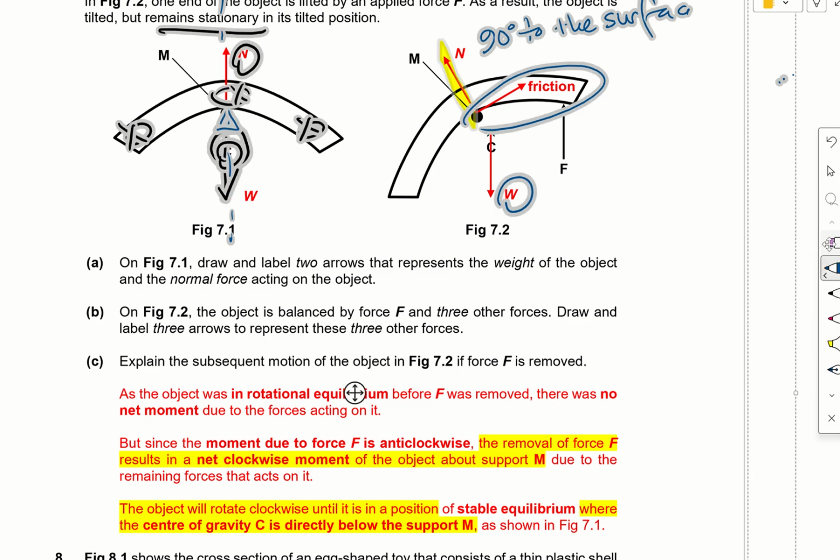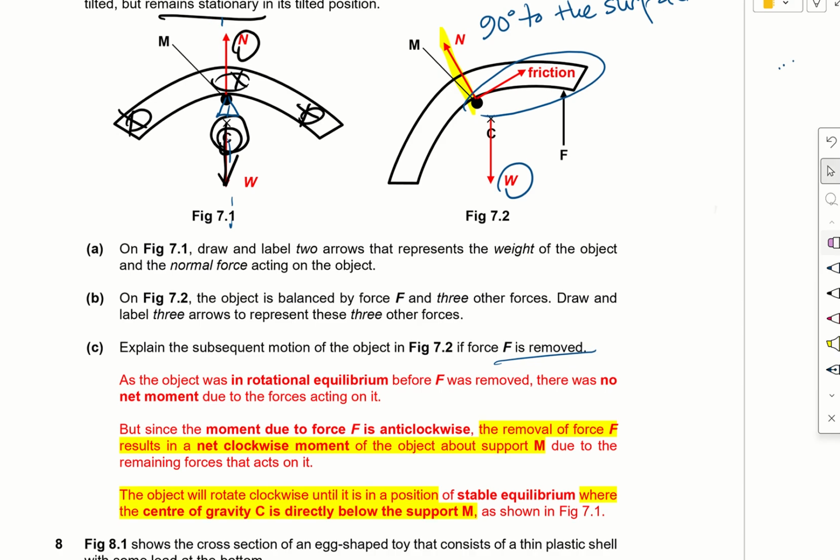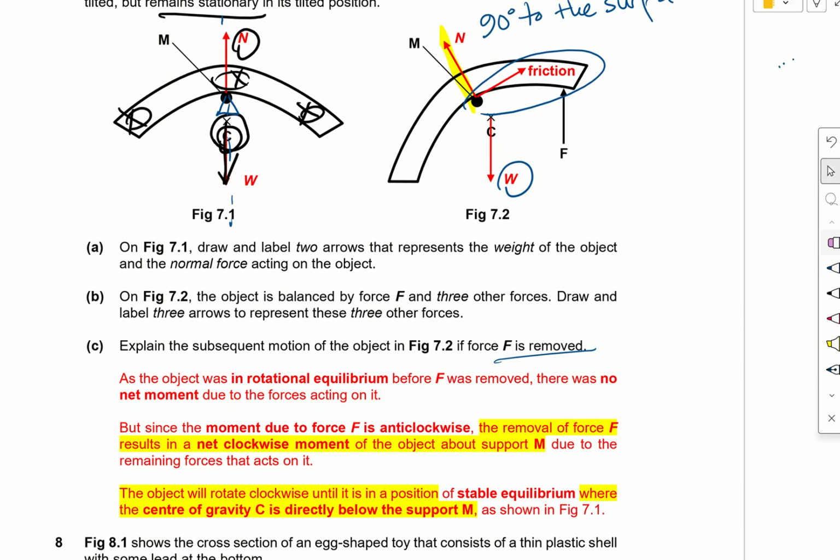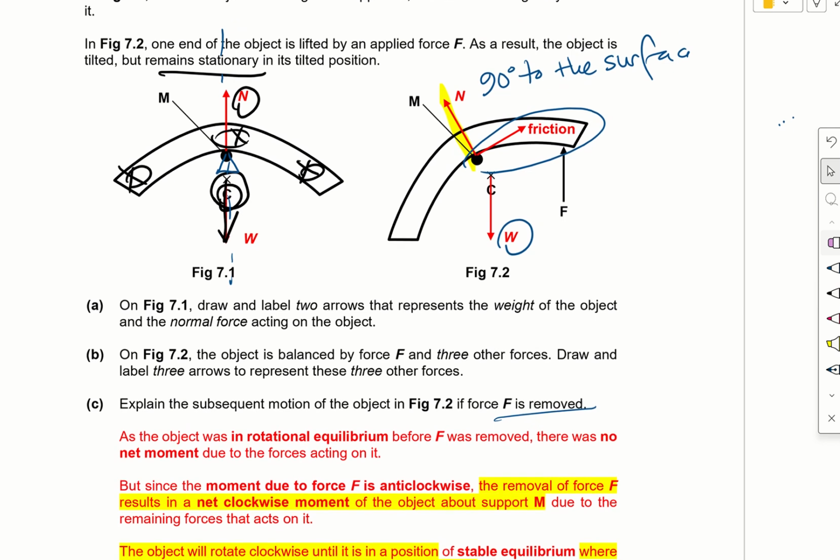So explain the subsequent motion of the object in figure 7.2 if force F is removed. As the object was in rotational equilibrium before force F was removed, it says that in figure 7.2 it remains stationary. Okay, and why does it remain stationary? By right, this W should exert a clockwise moment, right? There's this perpendicular distance. So by right it should swing clockwise, but it didn't, right?